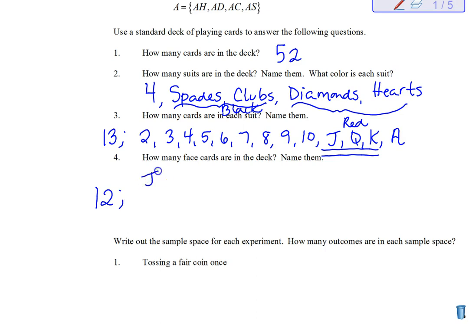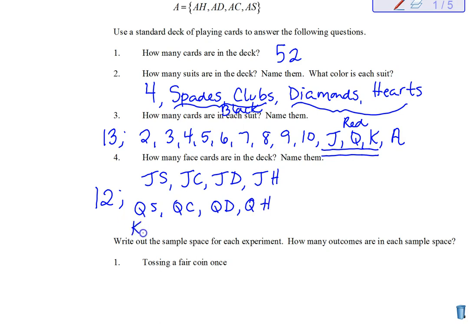If we name them, I have a jack of spades, I have a jack of clubs, I have a jack of diamonds, and I have a jack of hearts. I have a queen of spades, a queen of clubs, a queen of diamonds, and a queen of hearts. Finally, I have a king of spades, a king of clubs, a king of diamonds, and a king of hearts, and that is my 12 face cards in the deck. So that just kind of goes through the deck of cards, naming the different suits, naming the different kinds of cards that we have. Now we're going to actually start writing some sample spaces.